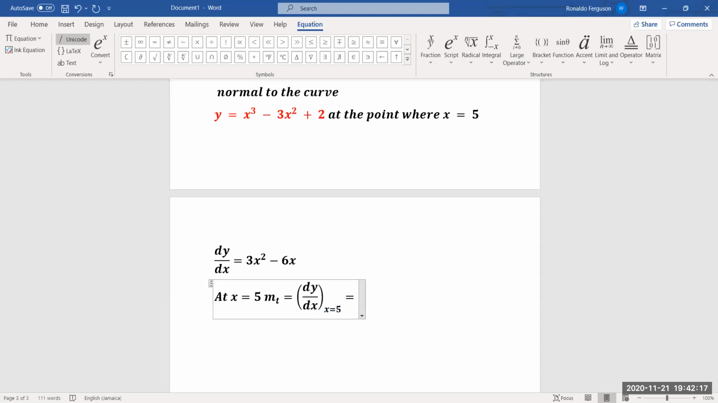So as you rightfully said, you plug in 5 to get 3 times 5 squared minus 6 times 5. What is that? So that'd be 3 times 5 squared minus 30. 5 squared is what? 25. 25 times 3 is 75. What's the final answer you're getting?